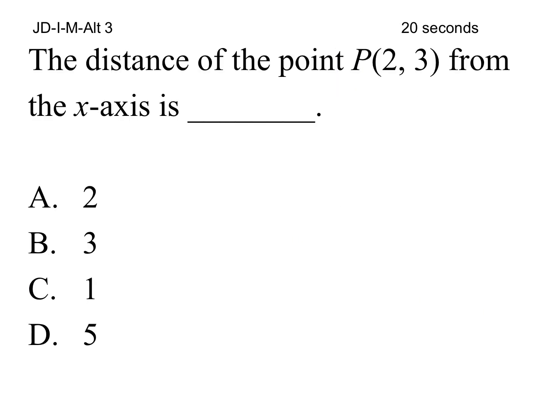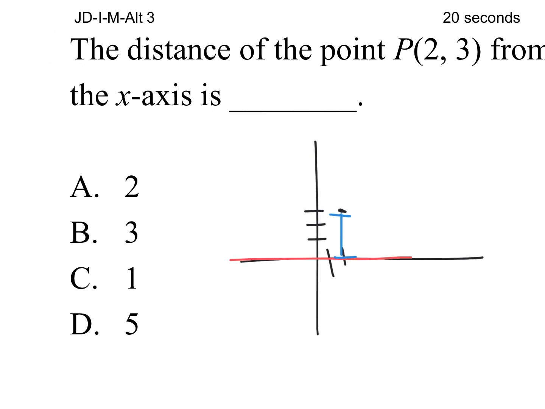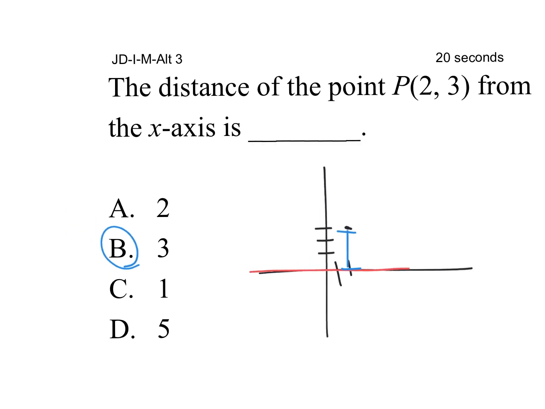Last question. Distance from the point P, 2, 3 from the x-axis is what? Don't get fooled here. Here's the x-axis. What's the distance? Well, that would be 3 units. It's a straight shot. We're going straight up. 3 units away, choice B.